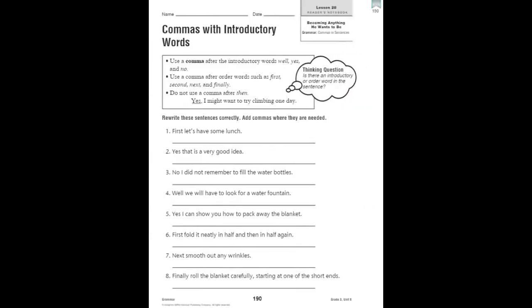Okay, then you're going to practice commas with introductory words on page 190. Here again, do not rewrite the sentences, that's just more work, but add commas where they are needed. And your thinking question is there an introductory or order word in the sentence? And here's a hint. They come at the beginning. All right? So, 189 and 190, make sure to have your learning adult check your work.